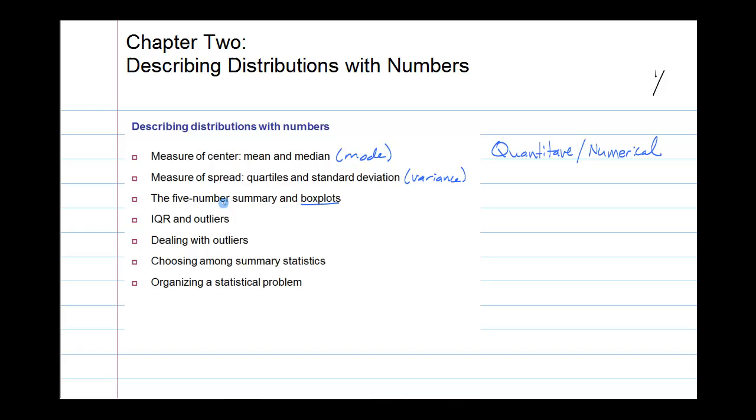And instead of just saying outliers are data points that don't fit the general trend of the data, we now will have a mathematical way to describe an outlier, what to do with outliers, and then all these summary statistics that we have, the mean, the median, the quartiles, standard deviations, how do we choose which of those is best to use? And at the very end, we'll look at how we organize a statistical problem.